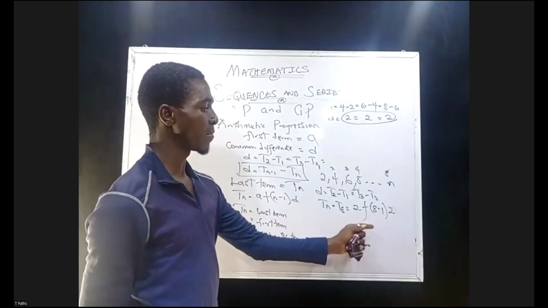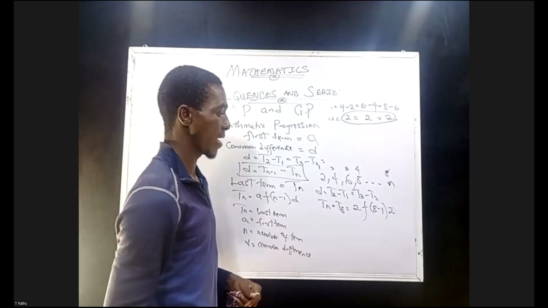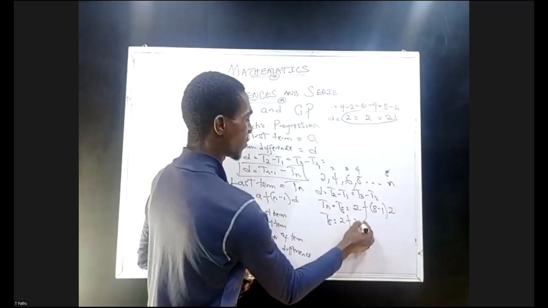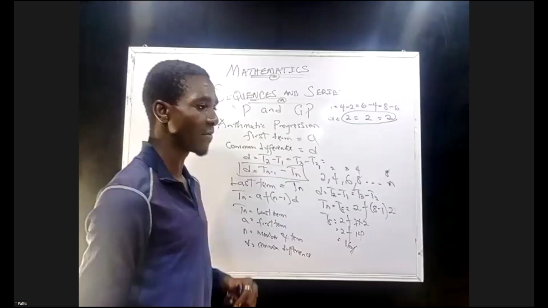So it is easier for me to find the 8th term from here. The 8th term becomes 2 plus 7 times 2, which becomes 2 plus 14, and that becomes 16. So this is how I can find the 8th term of an AP, given a question. For this topic, I wouldn't want to rush it because it's a wider topic.